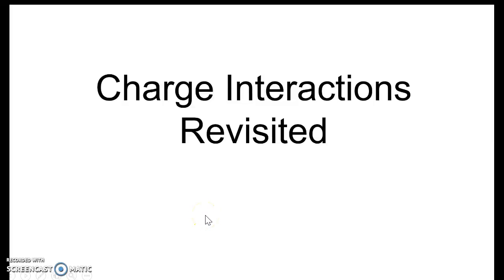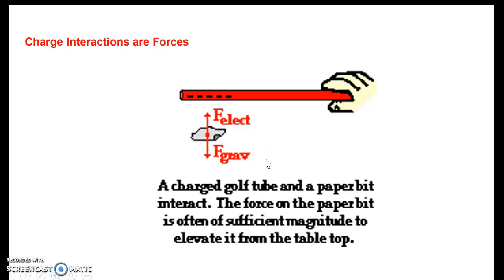Now we're going to review charge interactions and things that we talked about in the previous examples, and then how we can apply Newton's laws to this. So first off, charge interactions are forces. We know that if this tube is negative, this paper will want to go to it if it's neutral. Neutral and negative will have a force of attraction.